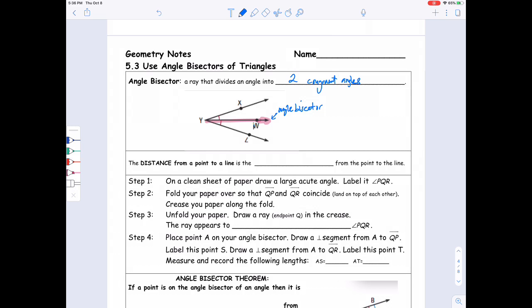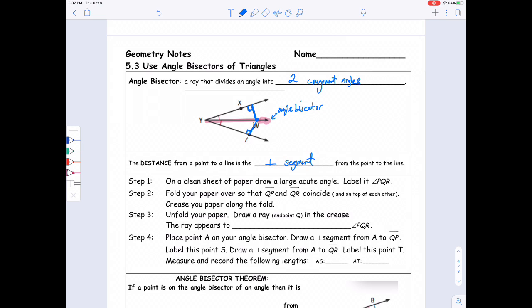Now for measuring the distance from a point to a line, let's say we wanted to find the distance between W to the line. We're always talking about a perpendicular segment. So this line, if we're talking about the distance, it's always going to be the line that's directly towards it, and it'll make a perpendicular intersection with it.